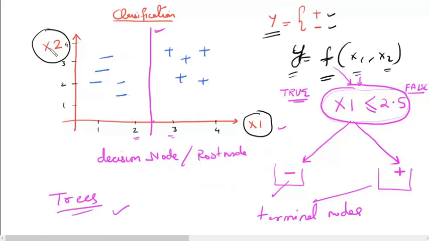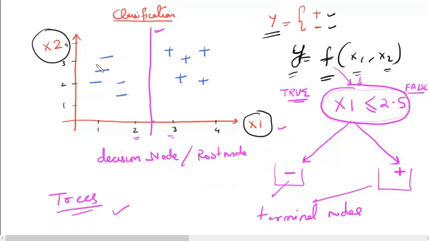Now you may wonder, we didn't use x2 at all. Yes, we did not use x2 because it was not required. We were able to completely separate the pluses from the minuses just based on one independent variable, x1. So x2 was not at all required. So we can say x2 is not significant for this data. x1 alone is enough to separate your pluses from the minuses.